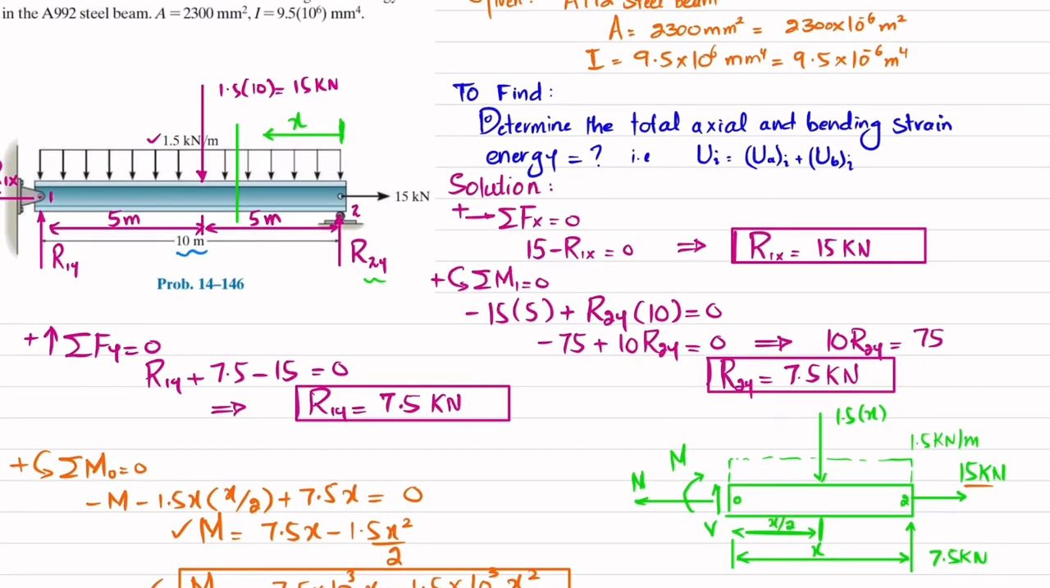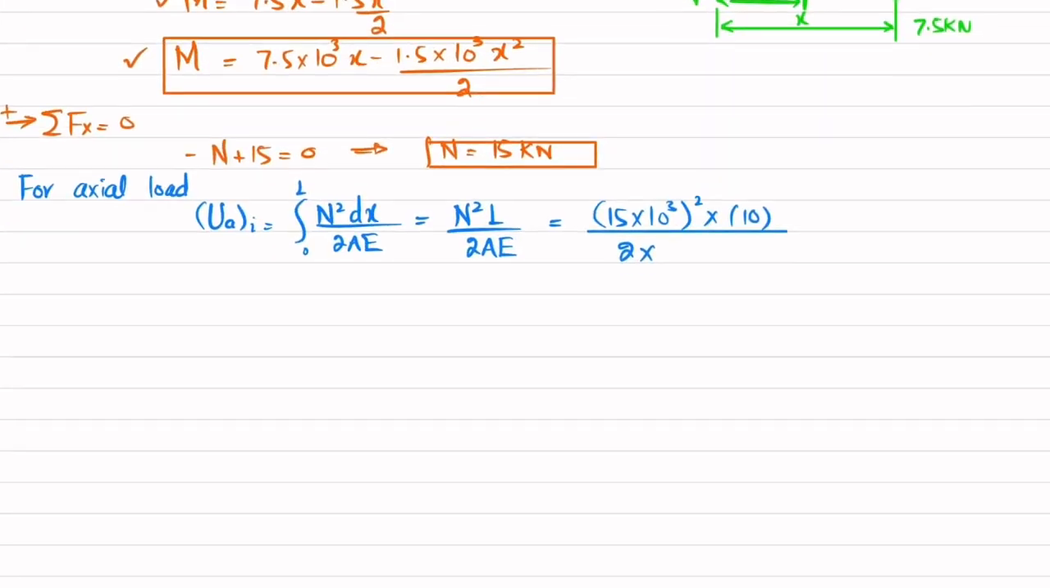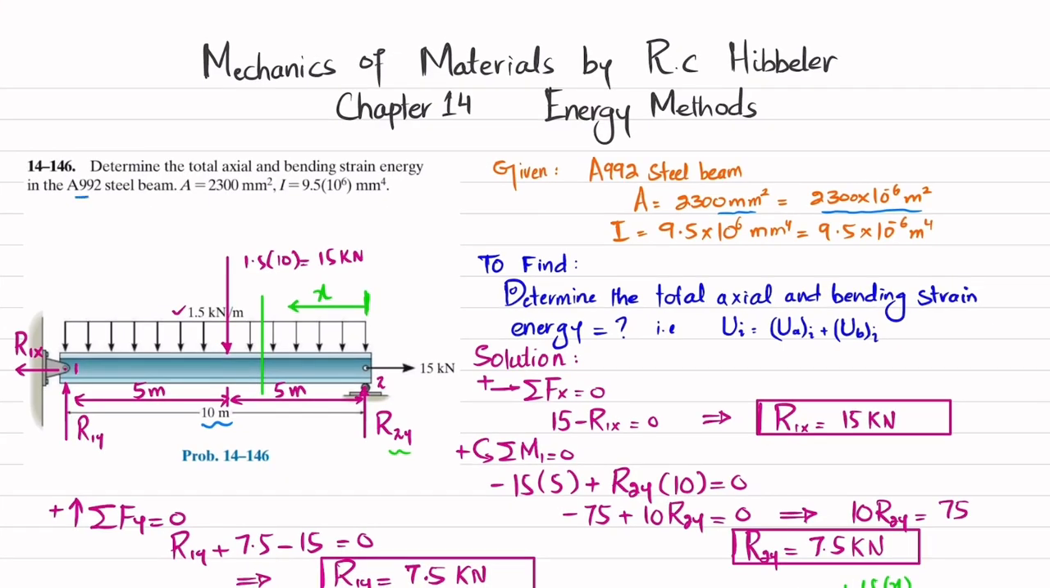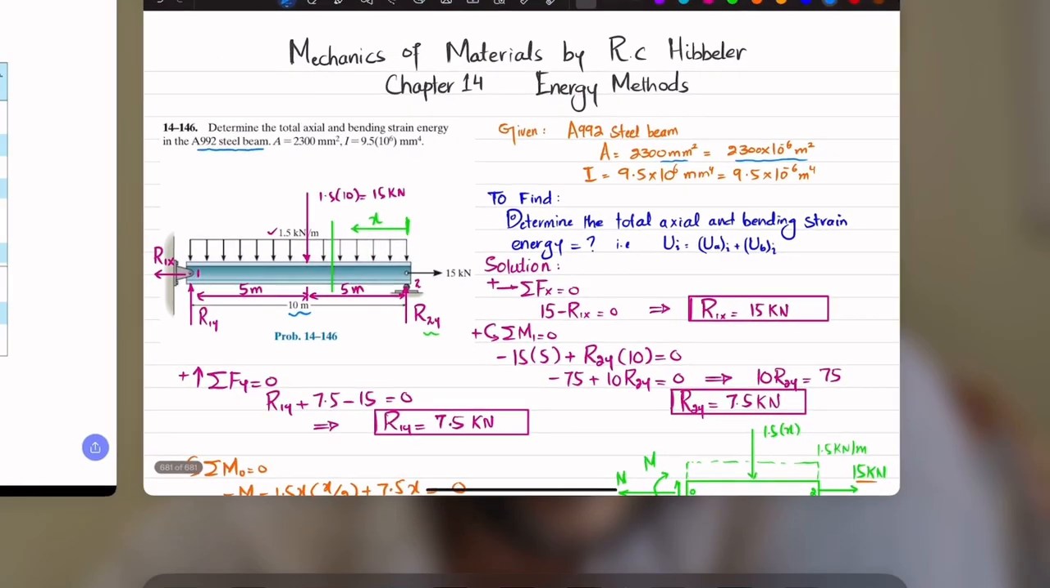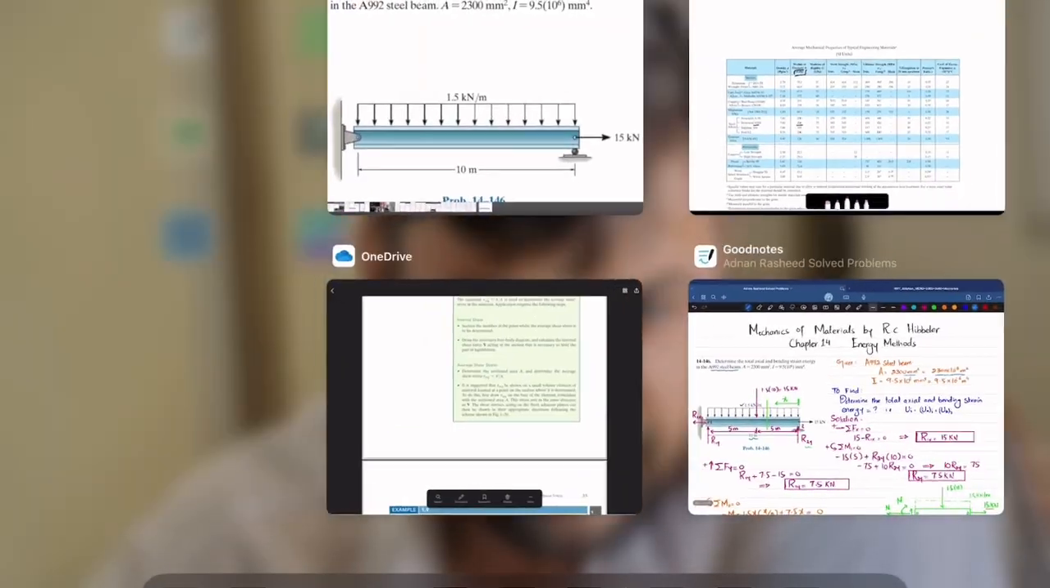Area is given in millimeter, so when you convert it into meter, it is 2300 into 10 to the power minus 6, multiplied by E. E is not available, so we will go to the property tables and find A992 steel. Here you can see A992 steel, and the E value is 200 gigapascal. So note down this value, 200 gigapascal.